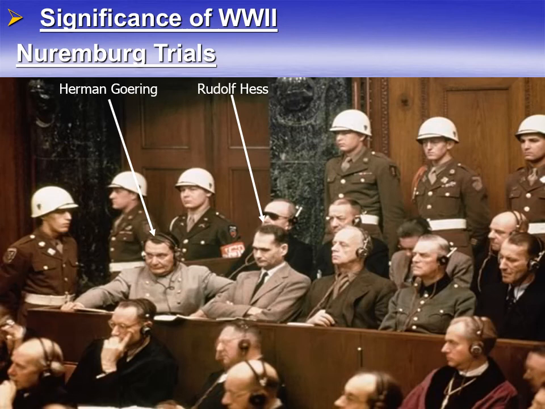This is a picture of Hermann Goering. Hermann Goering was the leader of the Gestapo, which is kind of like the secret police, and also the Luftwaffe, the Air Force, during this time period. Rudolf Hess was Adolf Hitler's private secretary, and these two guys, along with these other guys with the headsets on, are actually being put on trial.